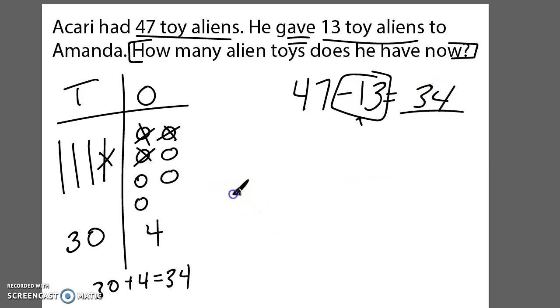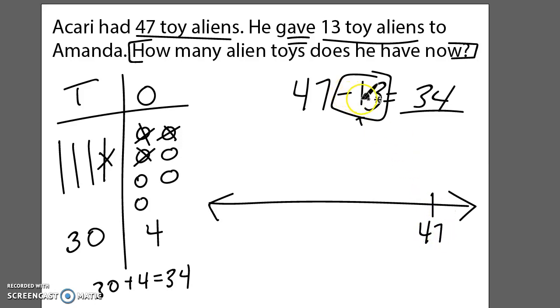We can double check using an open number line like this. We're going to start with 47 and take away 13. So we're going to make one big 10 jump. 47 minus 10 is 37, just like we saw here. And then we're going to take away 3 1s. 1, 2, 3. Those are our tiny little 1 jumps.